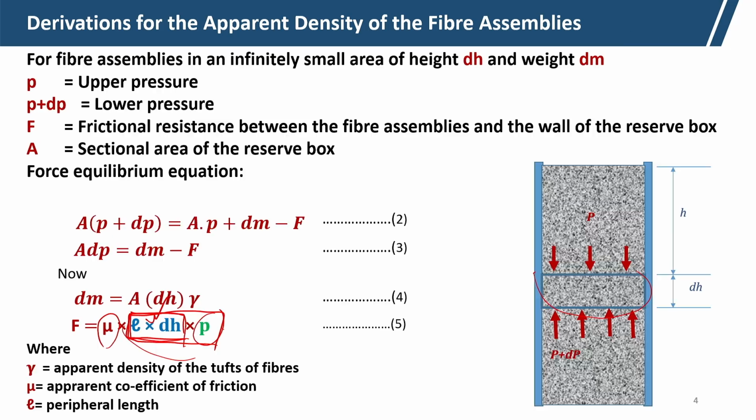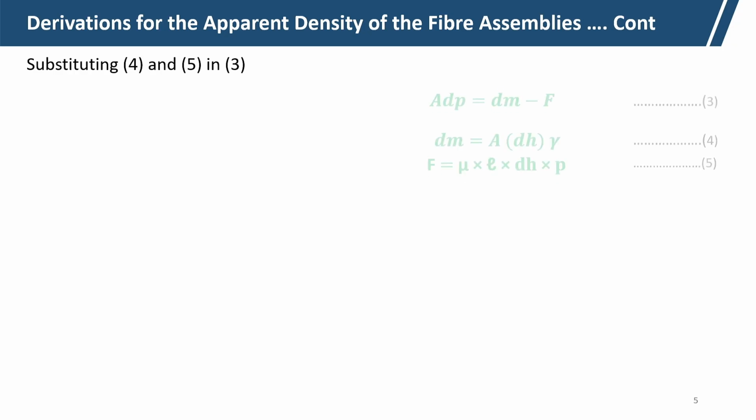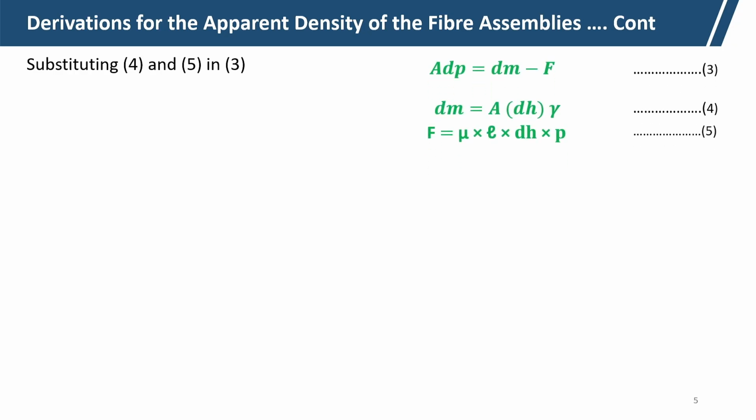So, substituting into the equation, going back to equations 3, 4, 5: we are substituting 4 and 5 in equation 3. What are 4 and 5? Equation 3 is A dP equal to dm minus F, which we have already derived. Equation 4 is dm equal to A dH gamma, and equation 5 is F equal to mu L dH P.